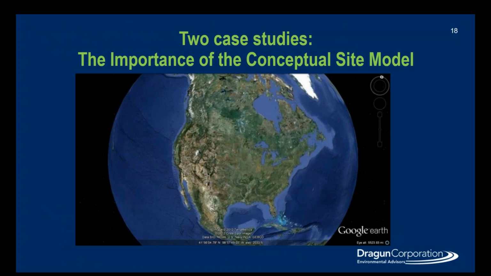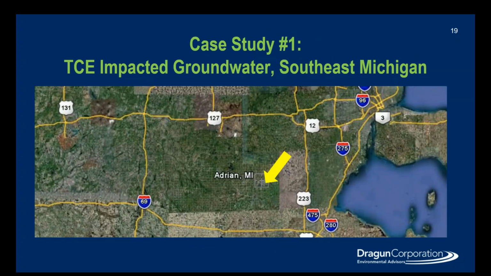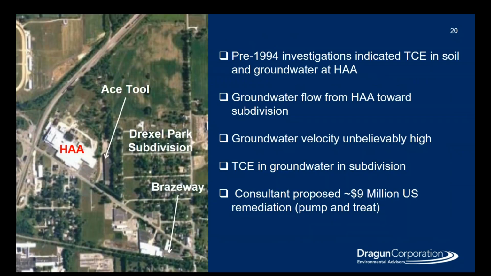So I'm going to look at 2 case studies where we used conceptual site models to help a lot in picking out remediation. This first site is a site in southeastern Michigan where they manufactured aluminum tubes from aluminum ingots. And the map on the left shows the site that we're focusing on.